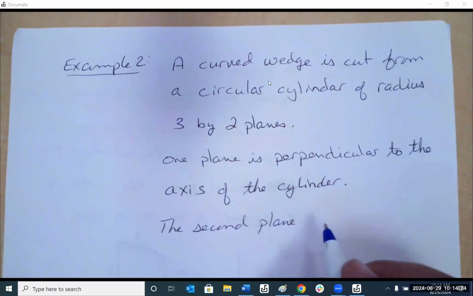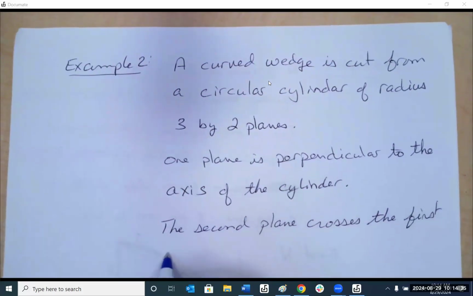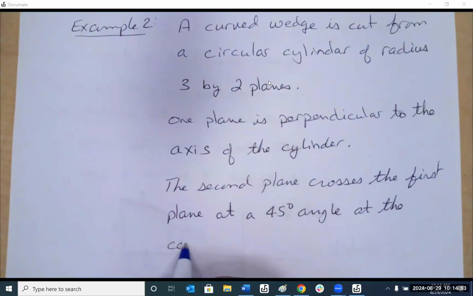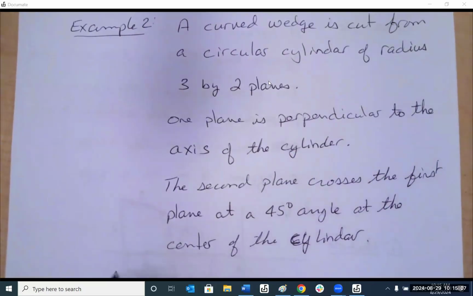The second plane crosses the first plane at a 45-degree angle at the center of the cylinder. Find the volume of the wedge.